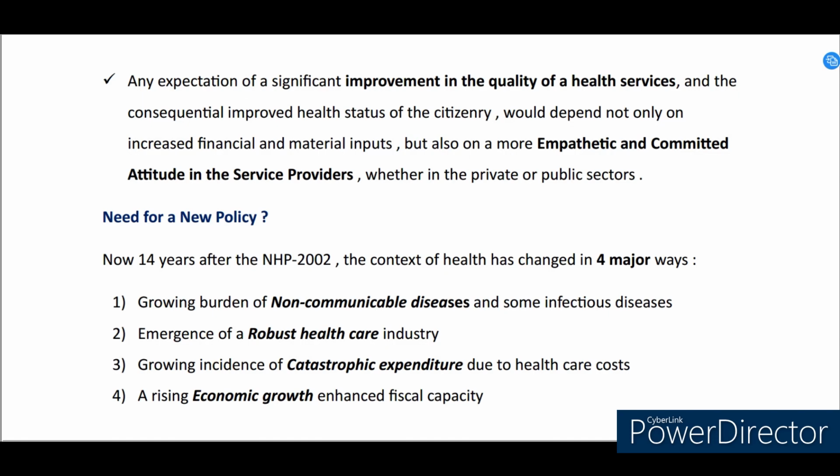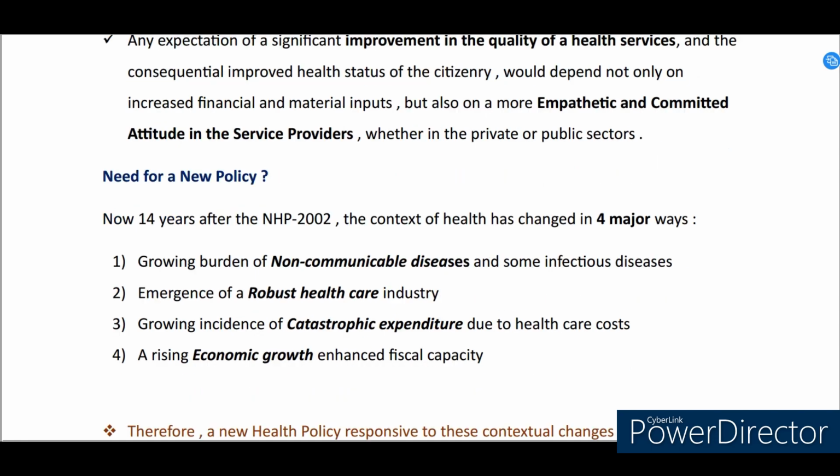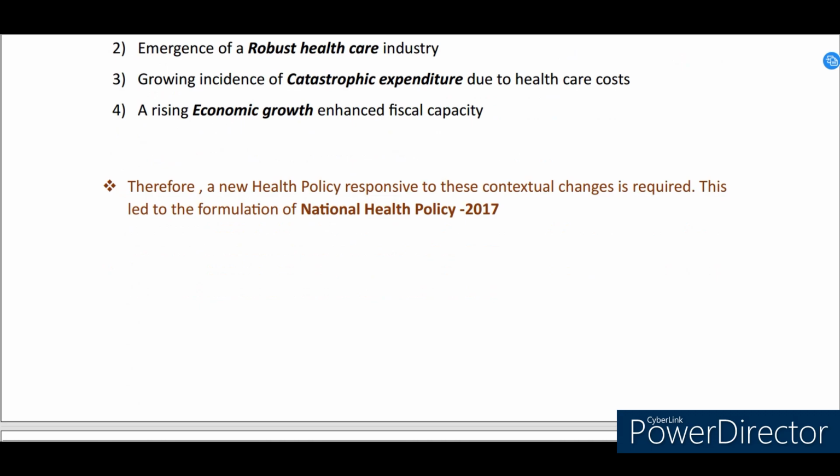And now coming to the question of the need for a new policy, 14 years after the implementation of NHP 2002, the context of healthcare has changed in four major ways, starting from the growing burden of non-communicable diseases and some infectious diseases, emergence of a robust healthcare industry, growing incidence of catastrophic expenditure due to healthcare cost, and rising economic growth has enhanced the fiscal capacity. Therefore, a new health policy responsive to these contextual changes is required. This led to the formulation of National Health Policy 2017.